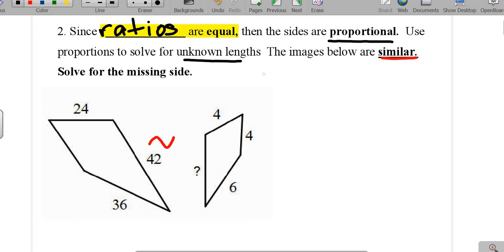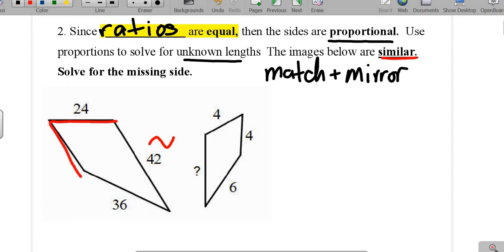But first, you have to match and mirror. Match the sides, mirror the direction. So this is where color coding comes in handy. So we have 2 short sides. We're going to match them up here, 2 short sides. Then we have a medium side and a medium side. And then you have the longest and the longest here. That's what it means to match.